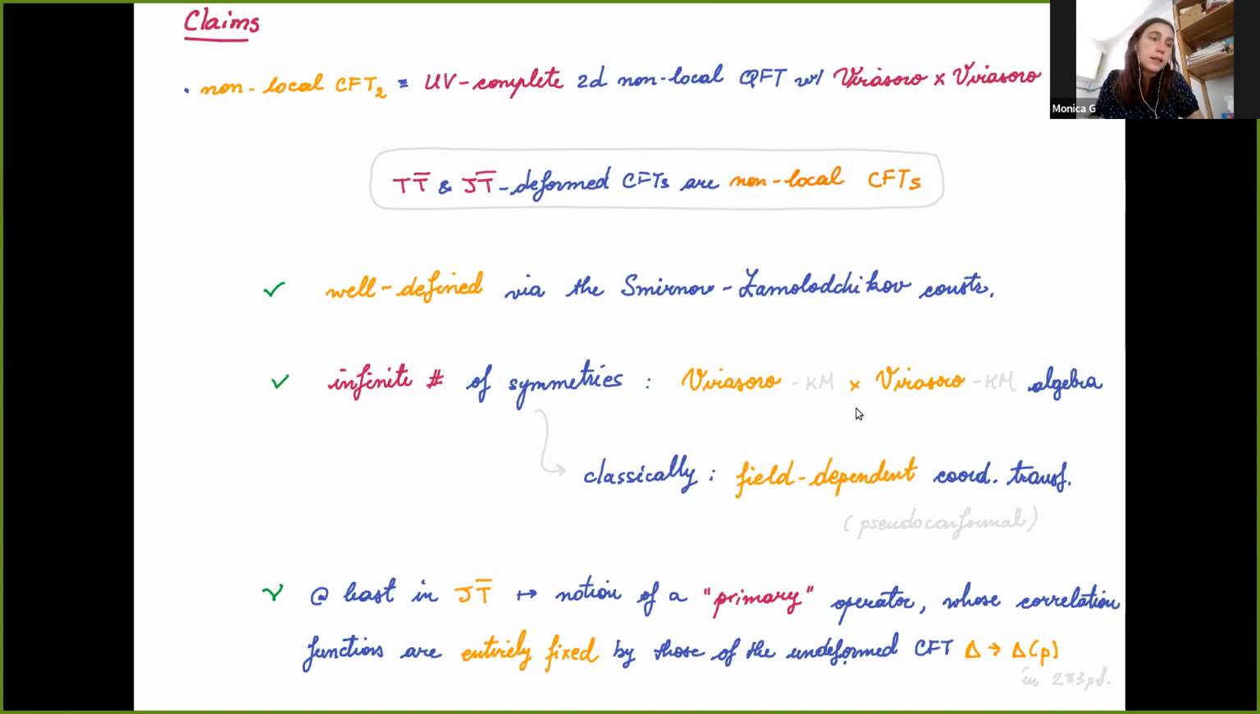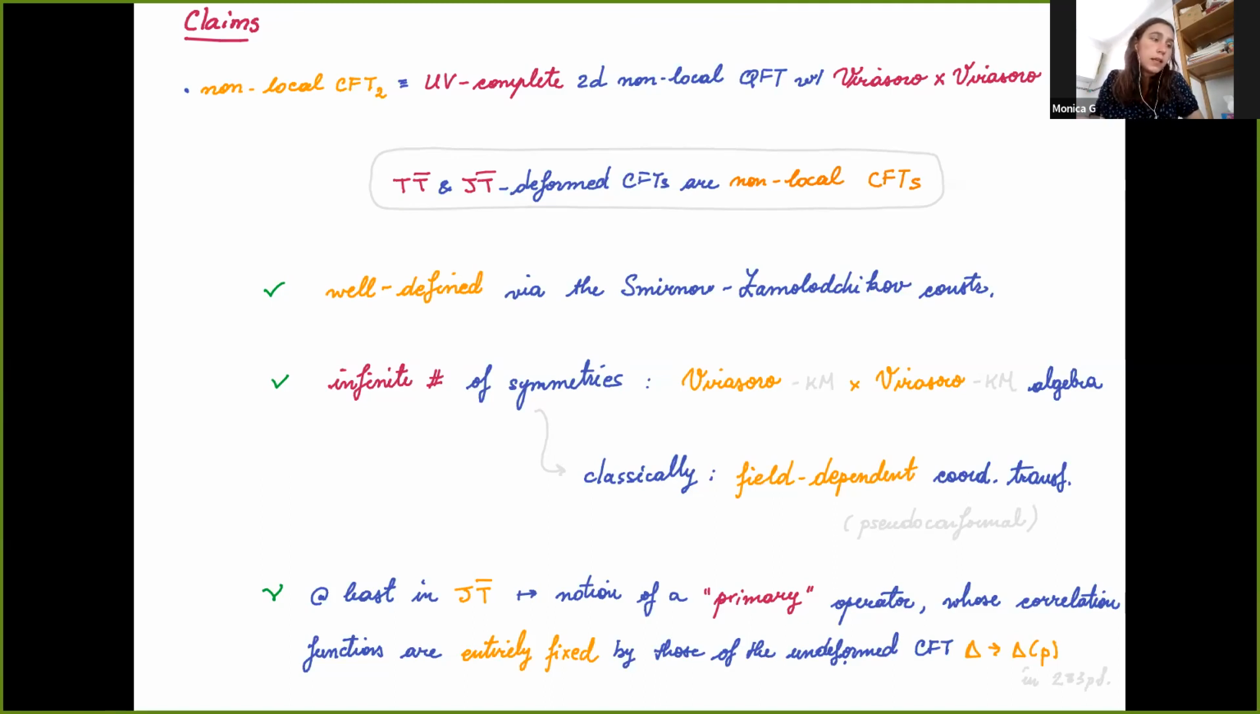Classically, the symmetries are implemented by field-dependent generalizations of the standard conformal transformations of 2D CFTs. We call this transformation pseudo-conformal. Okay, so these are the symmetries.